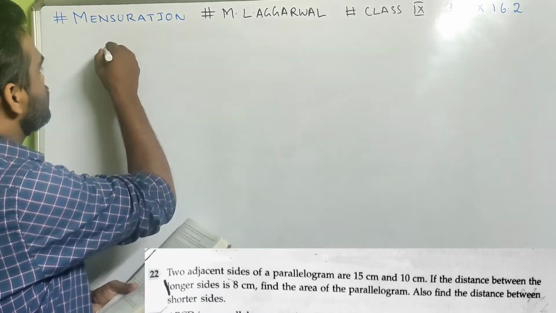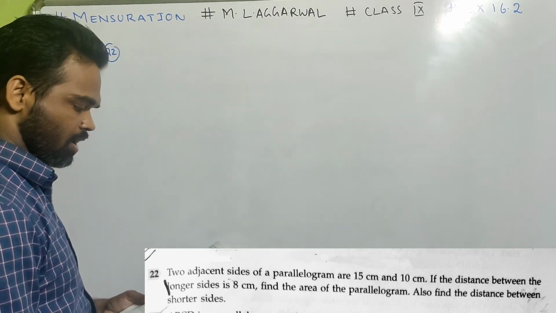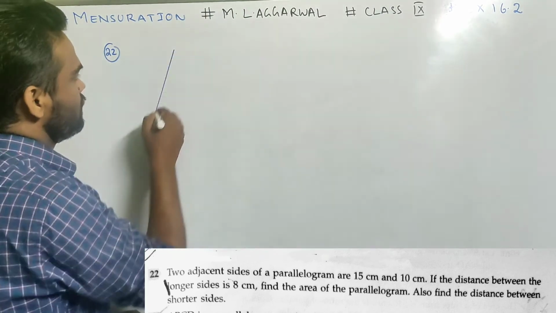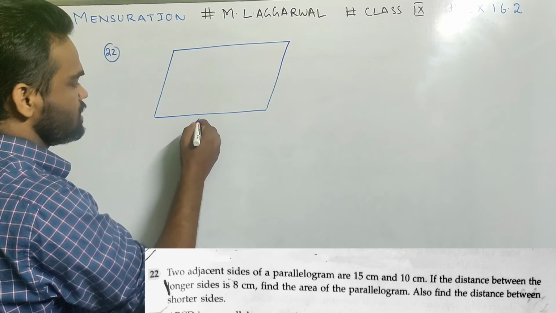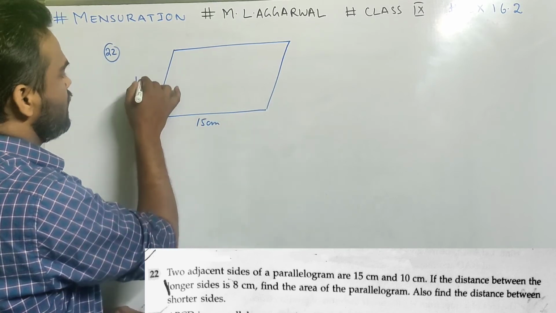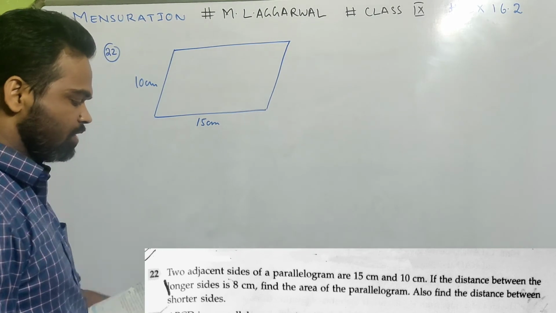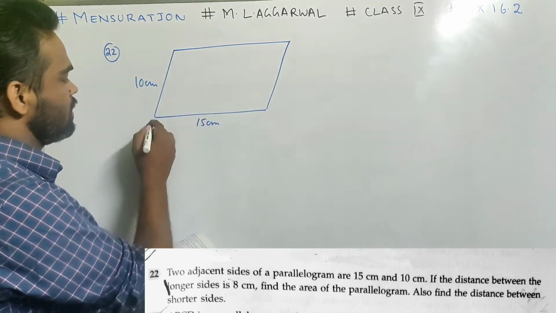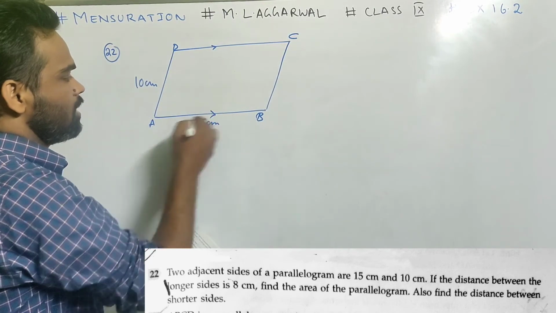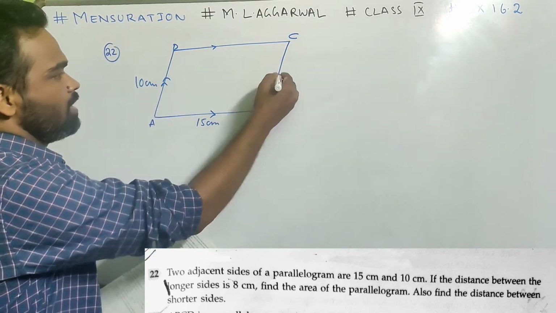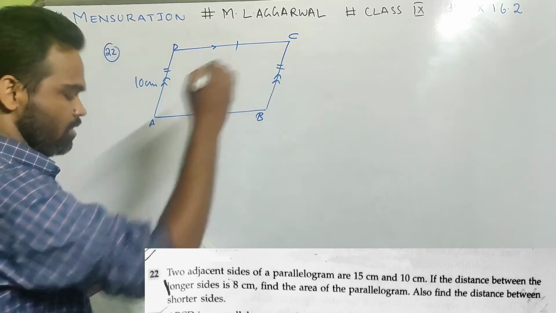Look at 22, what they have told. Two adjacent sides of a parallelogram are 15 centimeter and 10 centimeter. So you have a parallelogram whose adjacent sides are 15 centimeter and 10 centimeter. This is the longer side, A, B, C, D. AB is parallel to DC. AD is parallel to BC, and they are equal. This and this are equal, and this and this are equal.